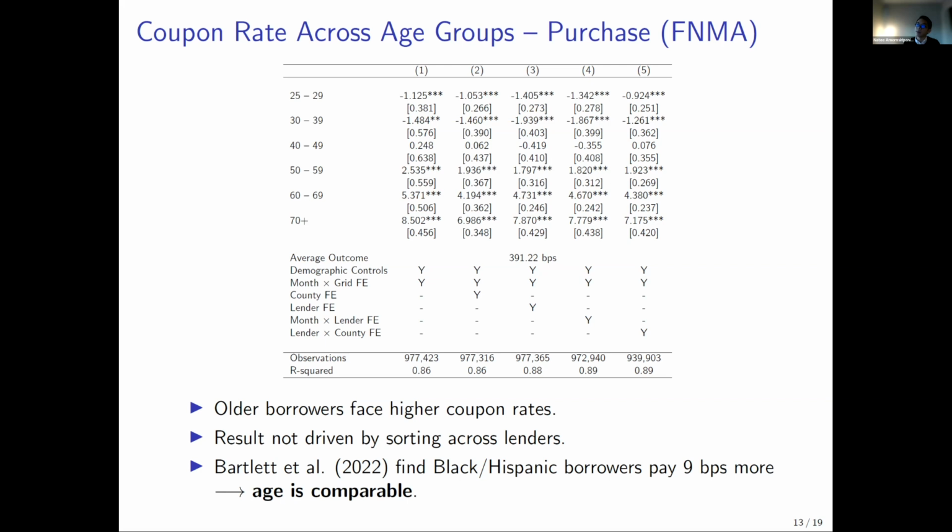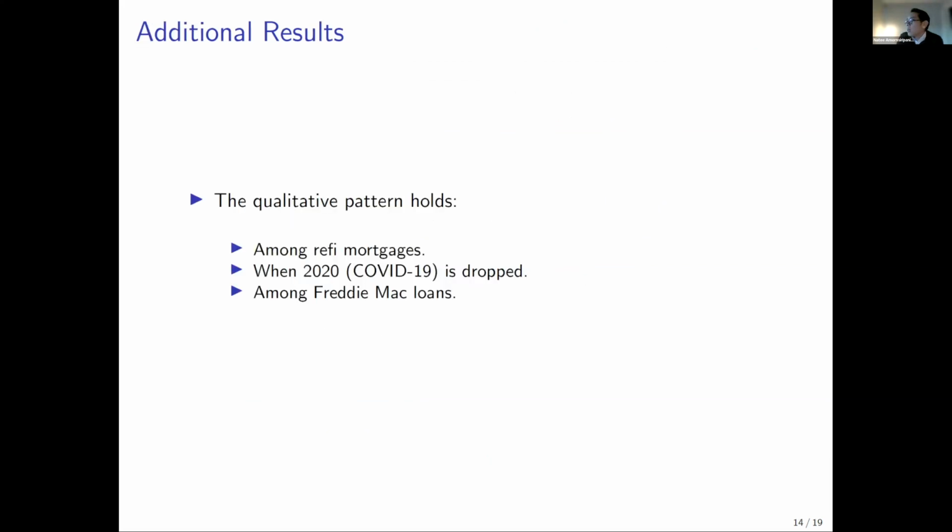And here I can use home purchase mortgages because, once again, if you believe the identification strategy, then the selection issues I was concerned with before are less of a concern. So once again, the result also holds for mortgage refis, and also holds when I drop COVID-19 from the sample. And of course, there's another big GSE, which is Freddie Mac, and they use a slightly different pricing grid, so I have to run the regression separately, but the results also hold there as well.